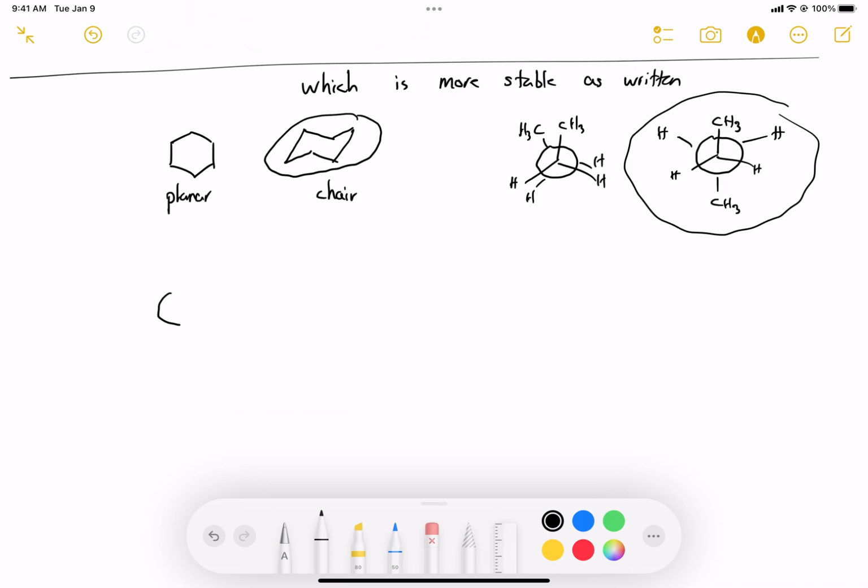All right, how about this structure here? Okie dokie.